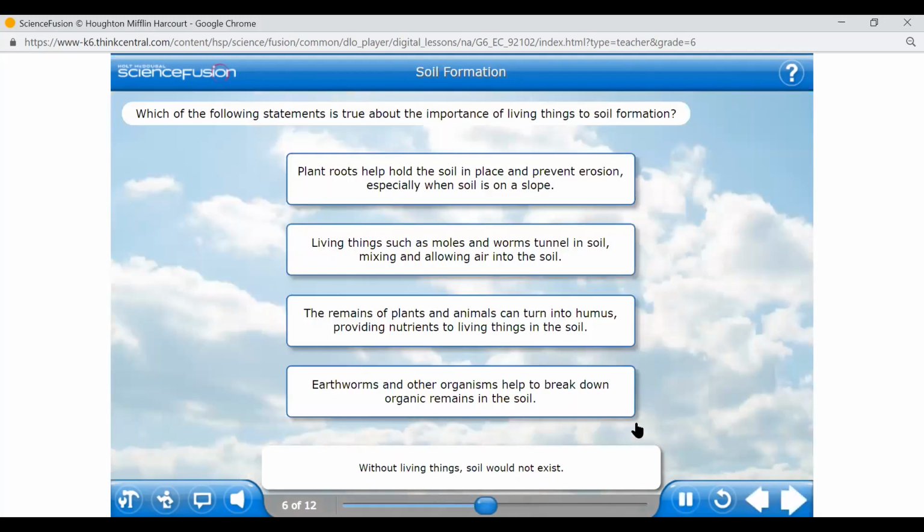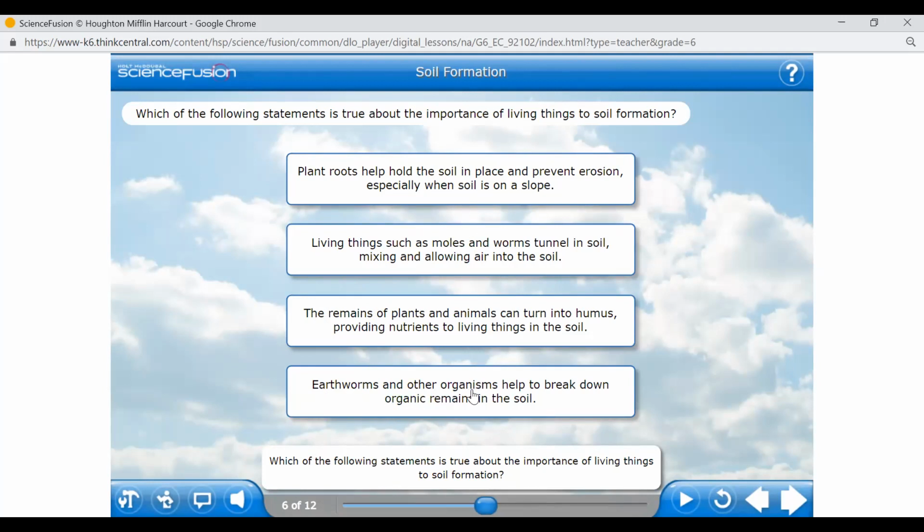Without living things, soil would not exist. Which of the following statements is true about the importance of living things? Living things such as molds and worms tunnel in soil, mixing it and allowing air into the soil. That is correct, because I told you worms decompose. Plant roots help hold the soil. Even this is correct. The remains of plants and animals can turn into humus. Again, correct. Earthworms and others help to break down organic material.